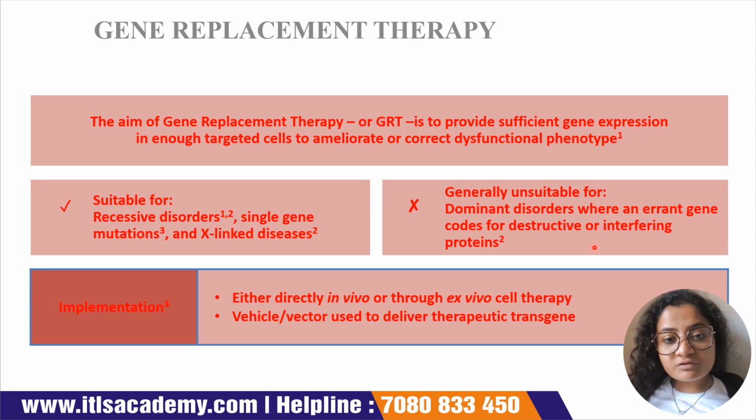And for which conditions is it unsuitable? Dominant disorders where an errant gene codes for destructive or interfering proteins. If it's a dominant disorder, if it's not a recessive one, if only one copy of the gene is enough to cause that disease, then for those cases gene replacement therapy will not be that much suitable. Okay, and what will be the implementations? How can we implement this GRT? So either it can be done directly in vivo, means directly put it inside the body of the patient, or through ex vivo cell therapy. Cell therapy means through the culturing of the cells in culture media, as I already mentioned. Or we can also use vectors which can be used to deliver the therapeutic transgene.